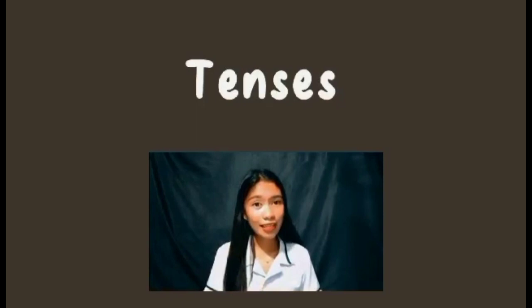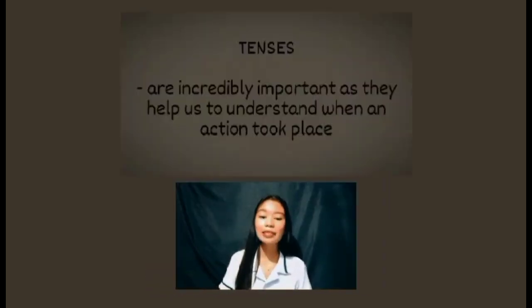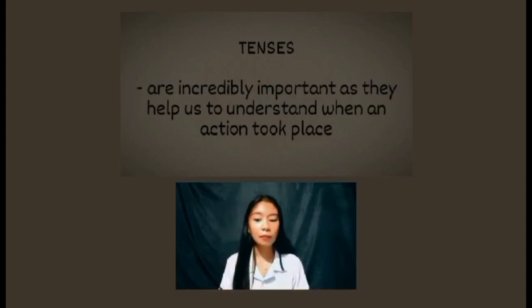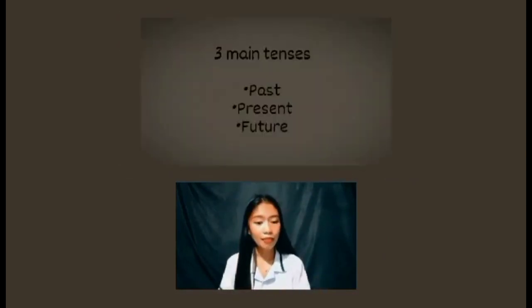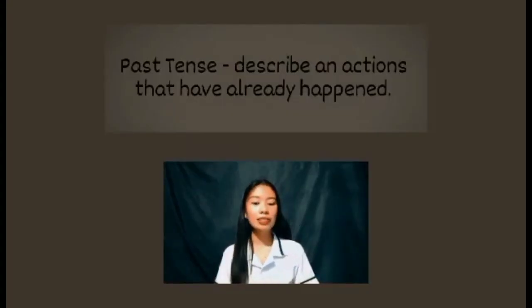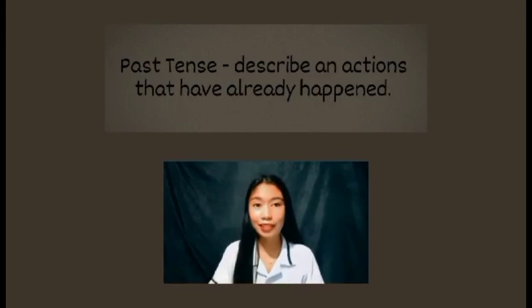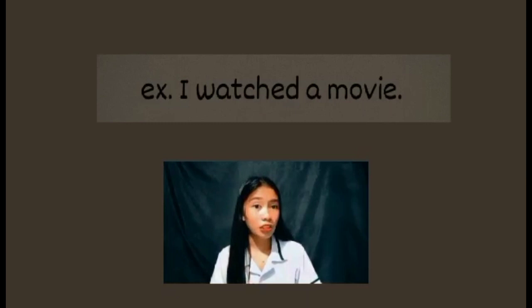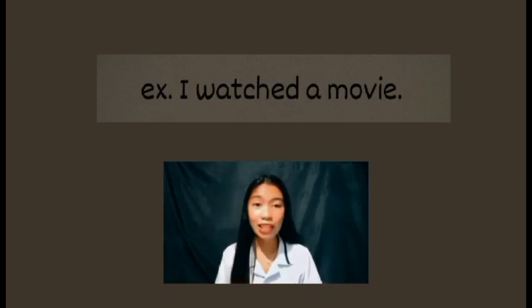So moving on, tenses. If you still don't know what tenses are, let me tell you that tenses are incredibly important as they help us to understand when an action took place. In English, we have 3 main tenses, and these are the past, present, and the future. Now, what is past tense? Past tense describes actions that have already happened. Say, for example, I watched a movie. So that's for past tense.